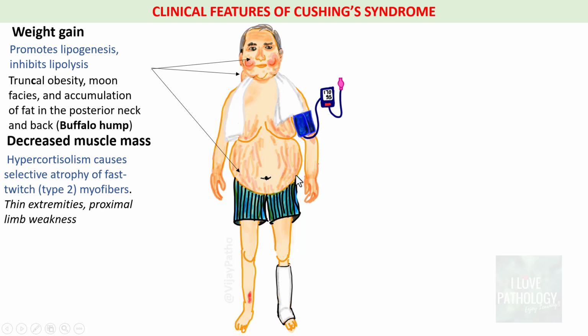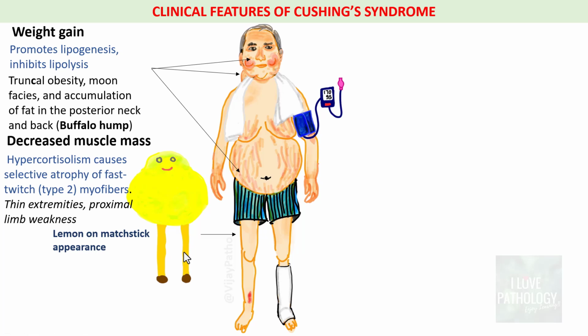The extremities are very thin. And also there is weakness of proximal muscles, proximal limb weakness. Thin extremities are a very characteristic feature of Cushing syndrome. And that's why there is a colloquial term, lemon on matchstick appearance. The pot belly and the moon face depict the lemon, and the thin extremities depict the matchstick. You should remember we are dealing with a case of Cushing's syndrome.